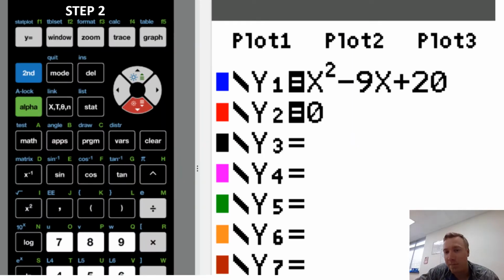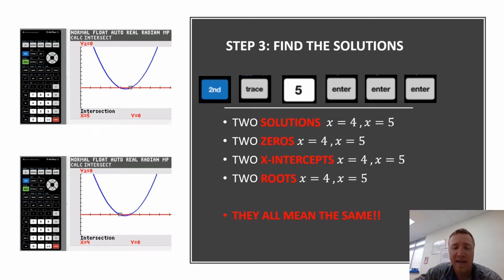Step 2, this is where we plugged it into our y equals screen. The equation on the left side was x squared minus 9x plus 20, and we set the quadratic equal to 0, so we plugged that into our y2. The last step we did was simply graph it, and we see the graph on the left side here. We see that the quadratic or parabola crosses the x-axis at two different places here. So that tells us we have two solutions.